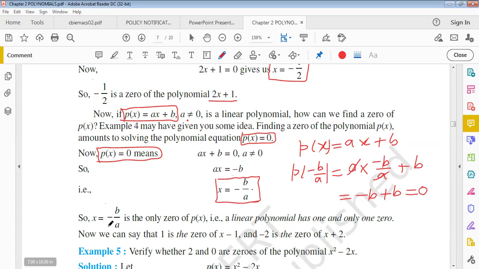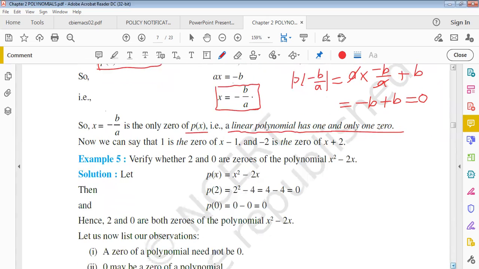So x equals to minus b by a is the only zero of px. क्यों केवल एक ही जीरो क्यों होगा? Because जो पॉलिनोमियल px है वो कैसा है? लीनियर पॉलिनोमियल. अगर लीनियर पॉलिनोमियल है तो इसका वन एंड ओनली वन, केवल और केवल एक ही जीरो होगा.